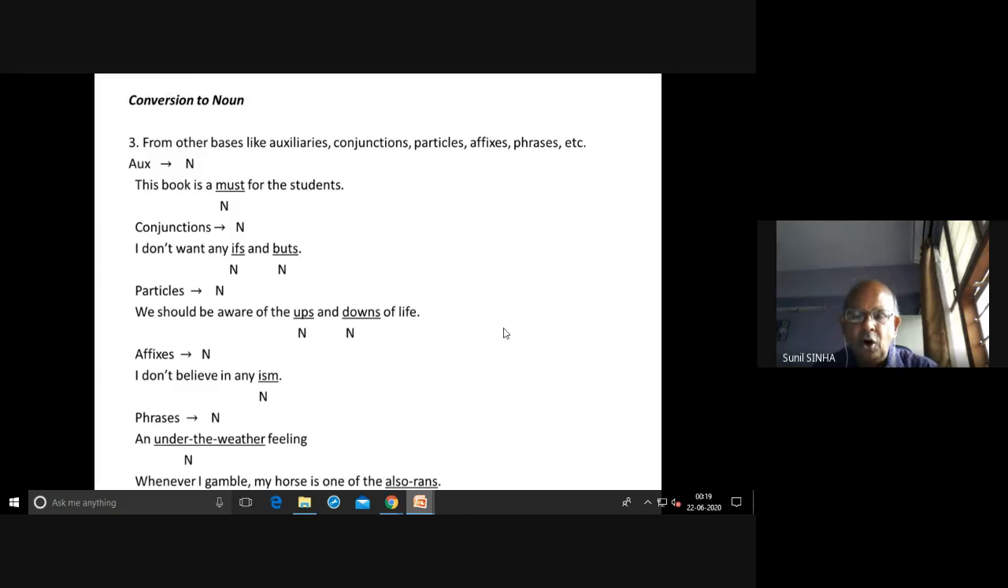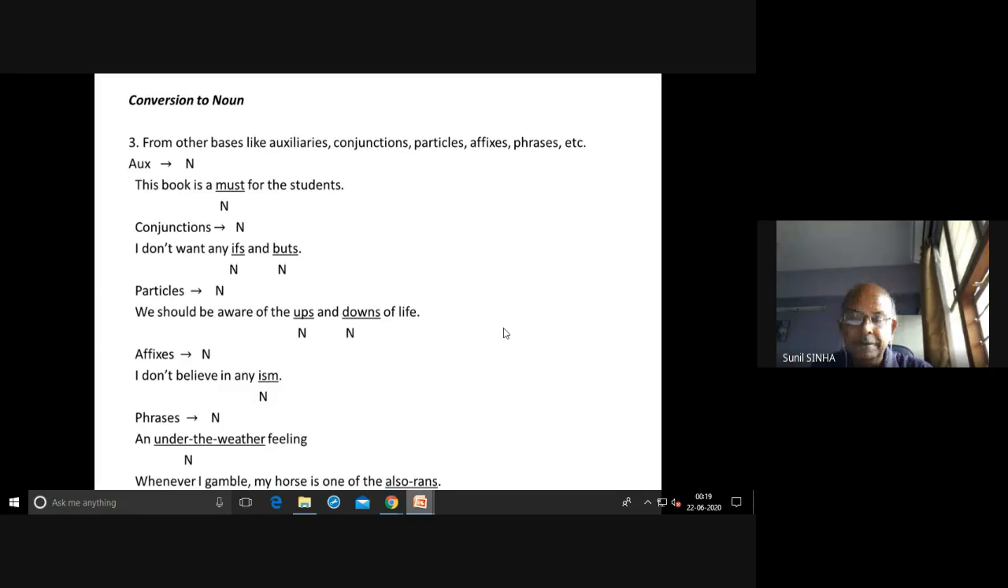Now look here. A noun can be derived from an auxiliary also. This book is a must for the students. Must is an auxiliary verb, but here it has been used as a noun. So a noun can be derived from an auxiliary.